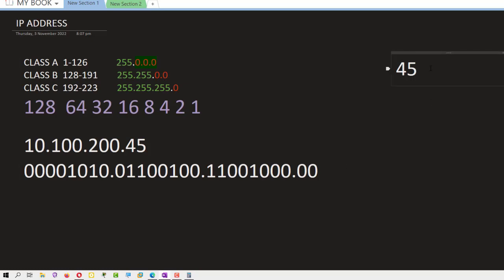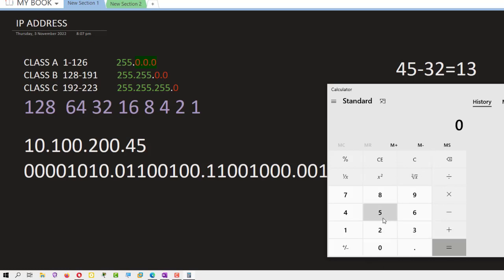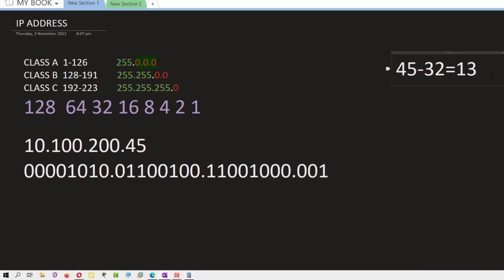So now 32 into 45, yes, 32 is possible, okay? So I have 1. Subtract 32 from 45, so this will give me 13. If you cross check, 45 subtract 32 is exactly 13. So now we're dealing with 13. 16 into 13 is not possible, so I have 0. 8 into 13, yes, it's possible, so I have 1.